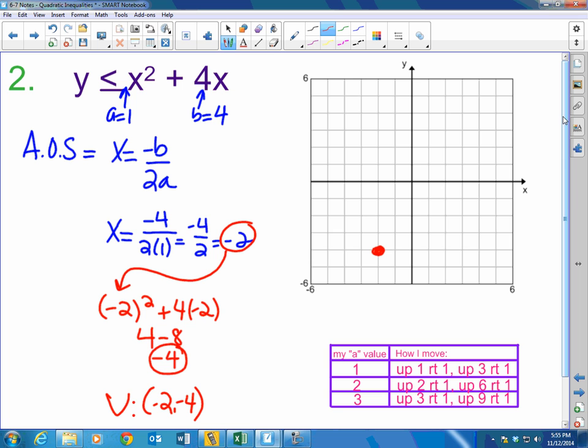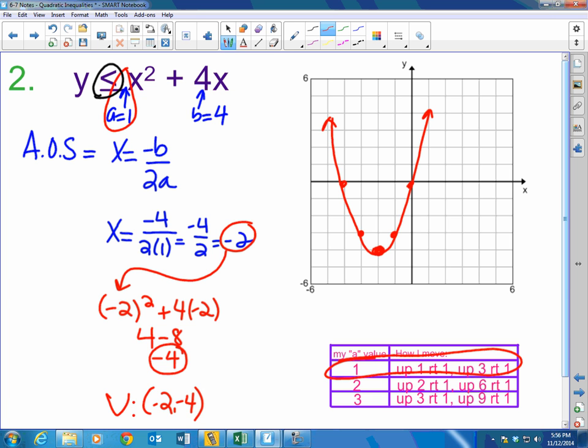Okay. I can tell that because my a value right here is positive, it's going to be a parabola that opens up. I can also see that since my a value is 1, I'm going to use this row of my chart right here. Okay, so I will go up 1, right 1, and then up 3, right 1, and left also. Okay. I need to think about whether I should connect these with a solid or dotted line. Since my inequality symbol in the problem, which is right here, is underlined, I am going to connect them with a solid line.